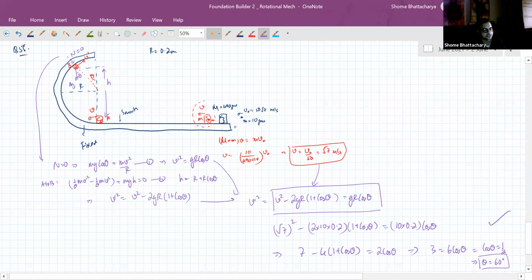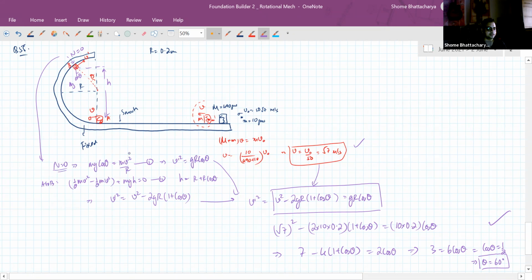So that came out to be √7. That was the first step over here. Then we looked at the motion on the semicircular track, starting from the bottommost position where the speed is this v only, √7, till the point B on the surface where the normal contact force becomes 0. So we have the condition for N to become 0.